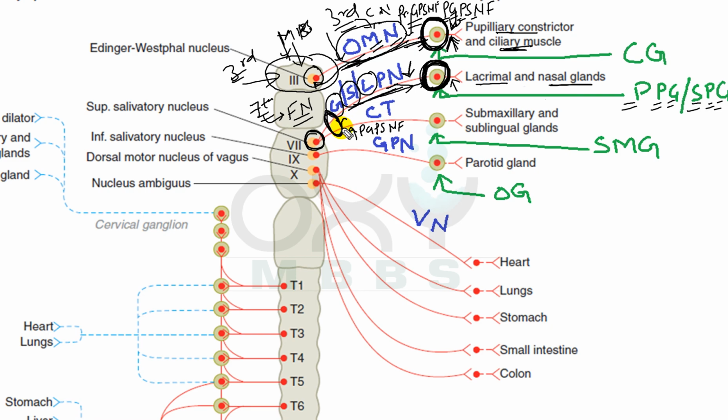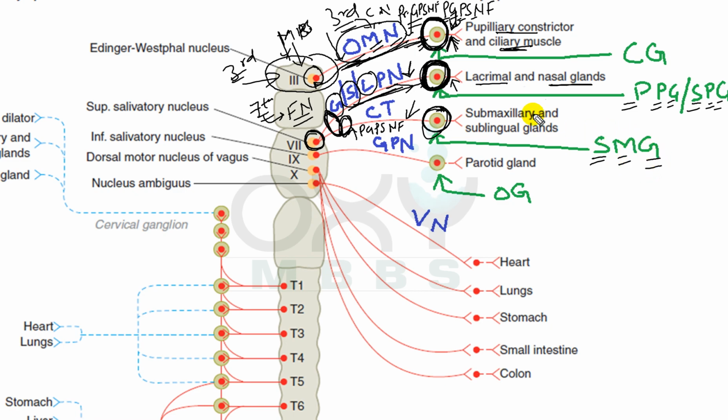Now the other part of the facial nerve, that goes towards the submandibular ganglion, is the chorda tympani, and the postganglionic parasympathetic fibers that come from the submandibular ganglion, what do they do?